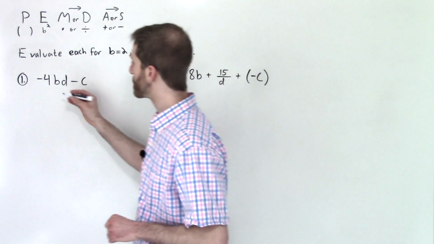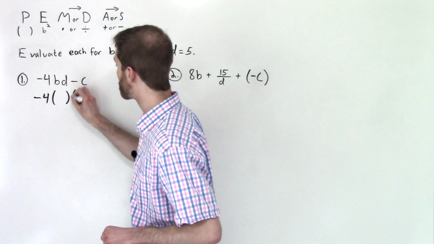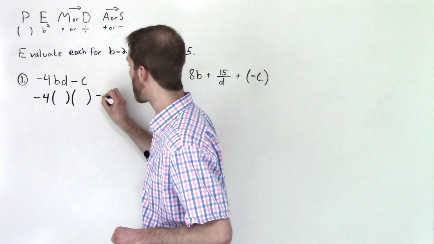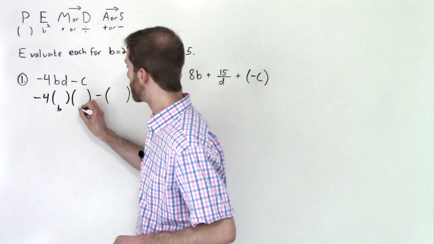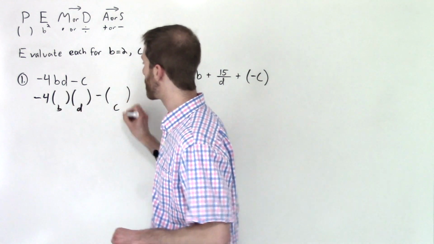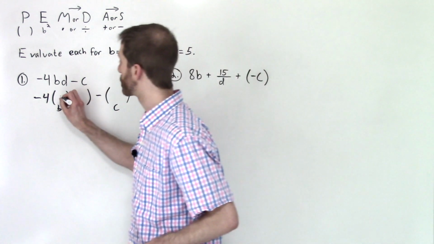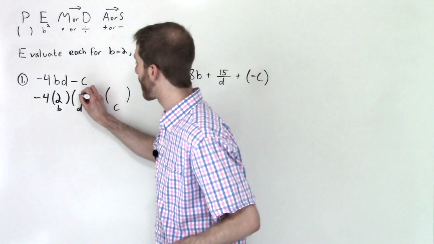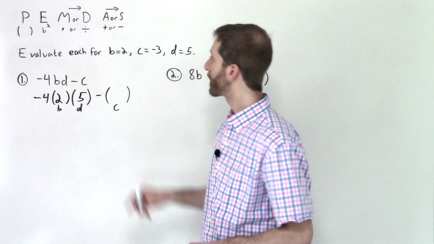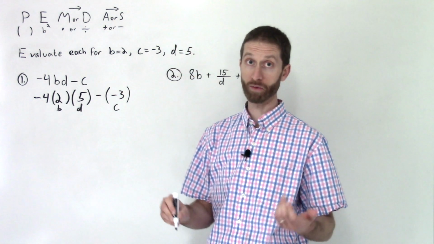Now remember, what this means is really -4 times some empty holding spot times another empty holding spot minus another empty holding spot. Just keeping in mind that this is b, this is d, and this is c. So the value for b that we're plugging in is 2. So we evaluate that, and then the value for d is +5. Evaluate that, and the value for c is -3.